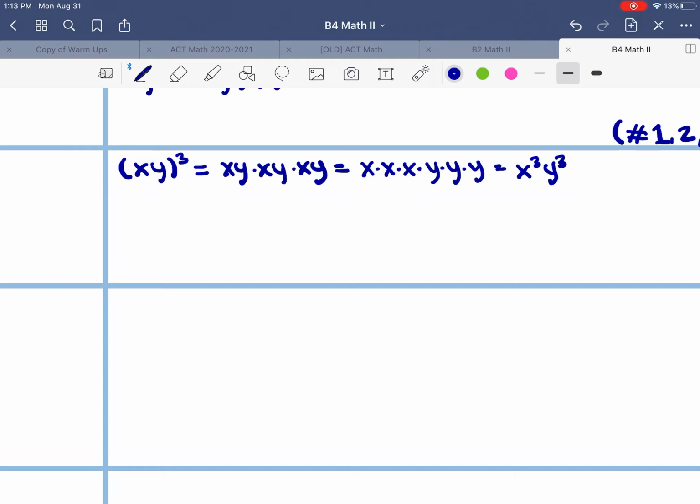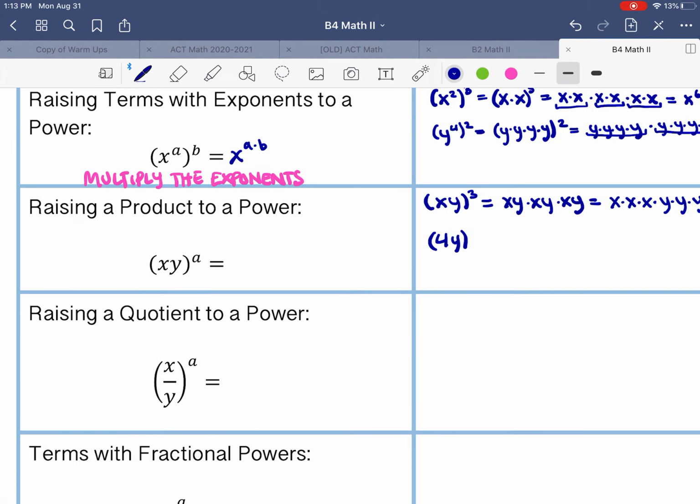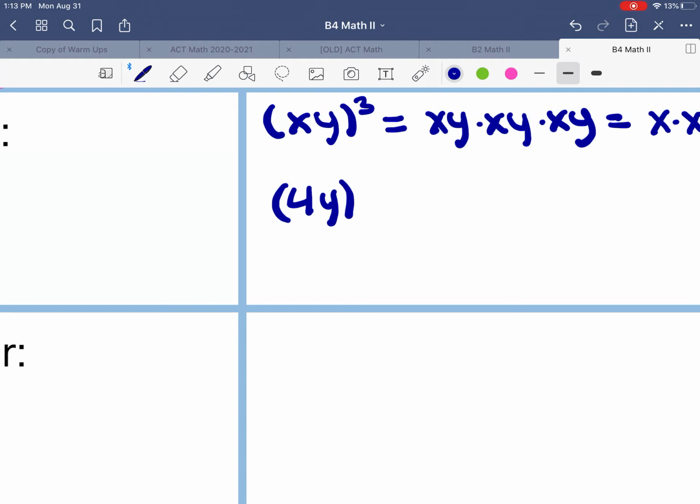Let's do one with a number. These are truly the hardest ones to remember to do. The key here with products to a power is that you need those parentheses. If the parentheses aren't there, you don't need to use product to a power. But with parentheses, it's indicating that everything in the parentheses is being raised to a power. So we have 4y to the power of 3. I'm just going to use 3 again. That means we're multiplying 4y by itself 3 times.